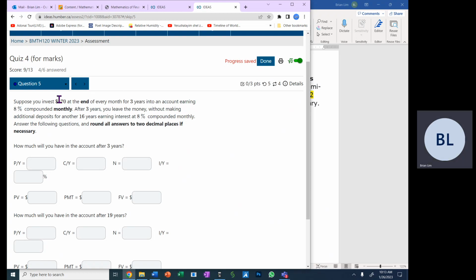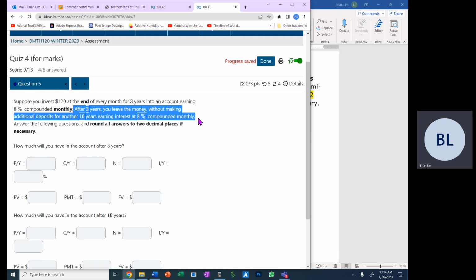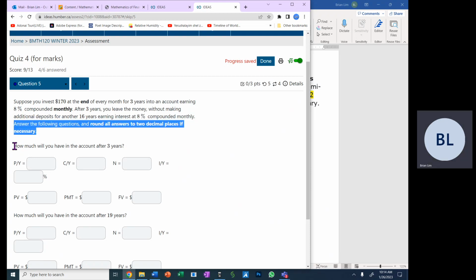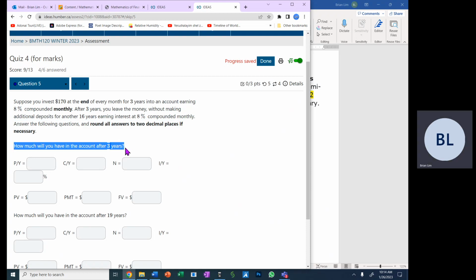You're depositing monthly, at the end of every month, and the compounding is also monthly. After 3 years, you leave the money without making additional deposits for another 16 years, earning interest at 8% compounded monthly. Answer the following questions, rounding all answers to 2 decimal places if necessary. How much will you have in the account after 3 years?